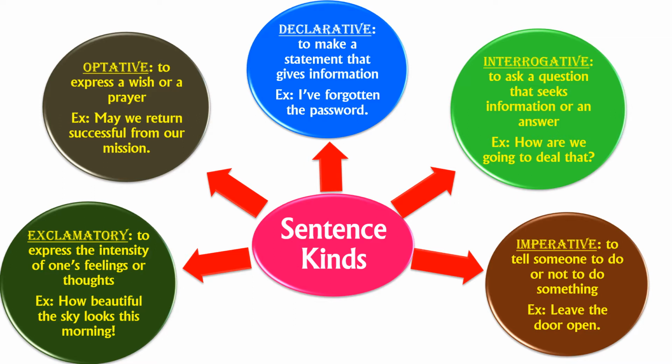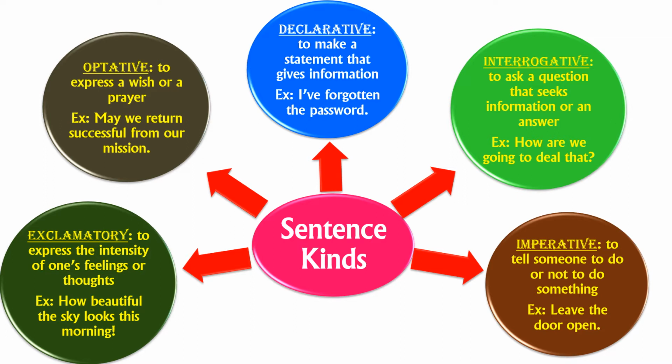Then the imperative sentence. Imperative is to tell someone to do or not to do something. The way we tell someone to do something or not to do something is called an imperative sentence. An imperative sentence is neither news nor a question. It may be an order, advice, a warning, or a suggestion, right? Mostly an imperative sentence does not have a subject. In an imperative sentence you can hardly identify a subject, right? There will be a few sentences that have no subject.